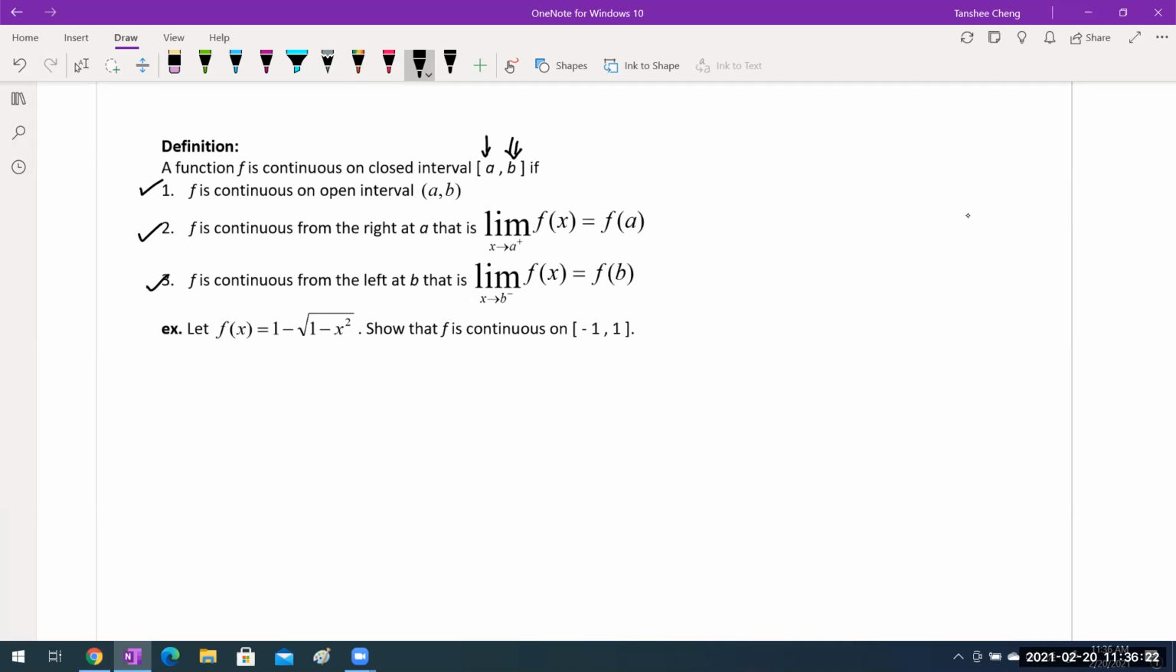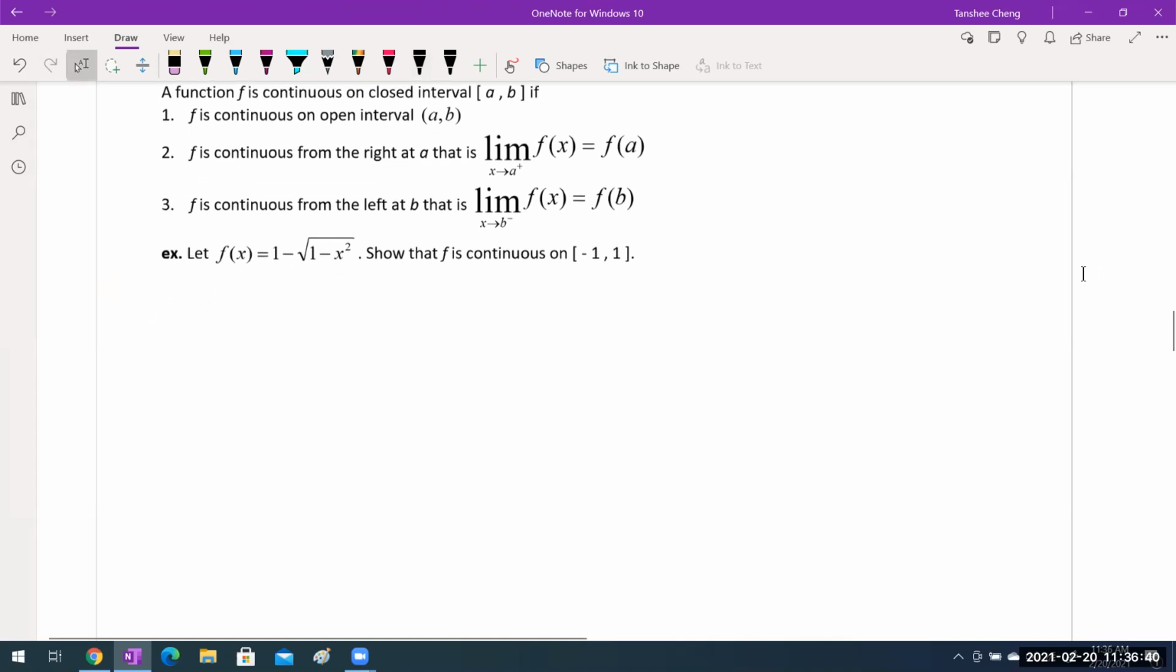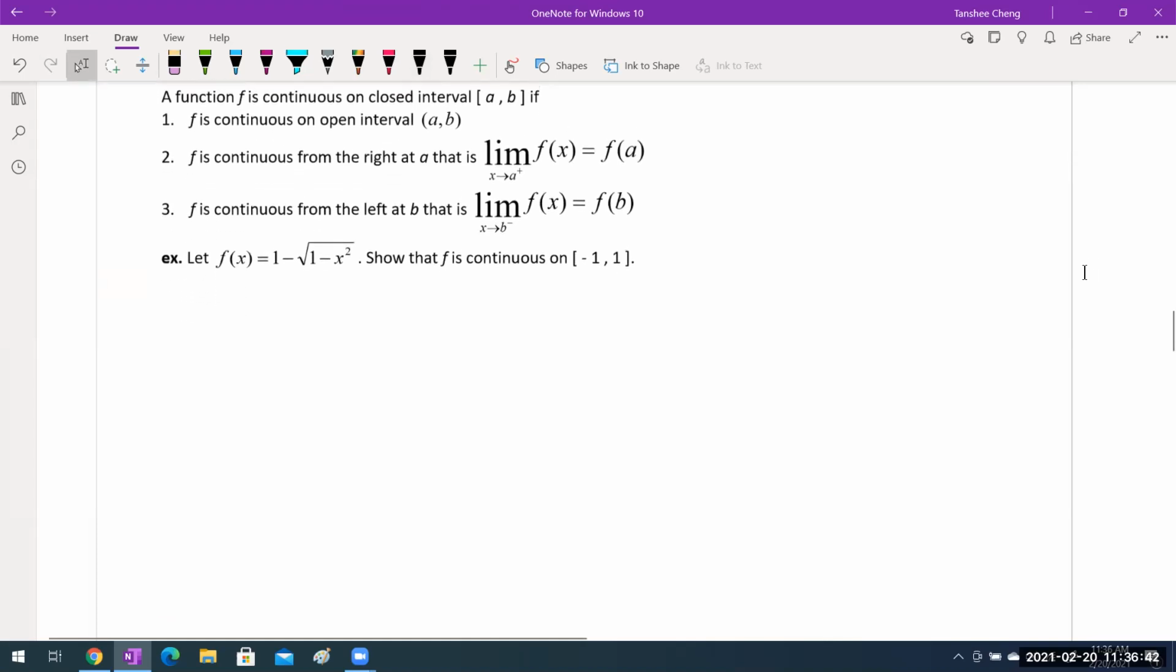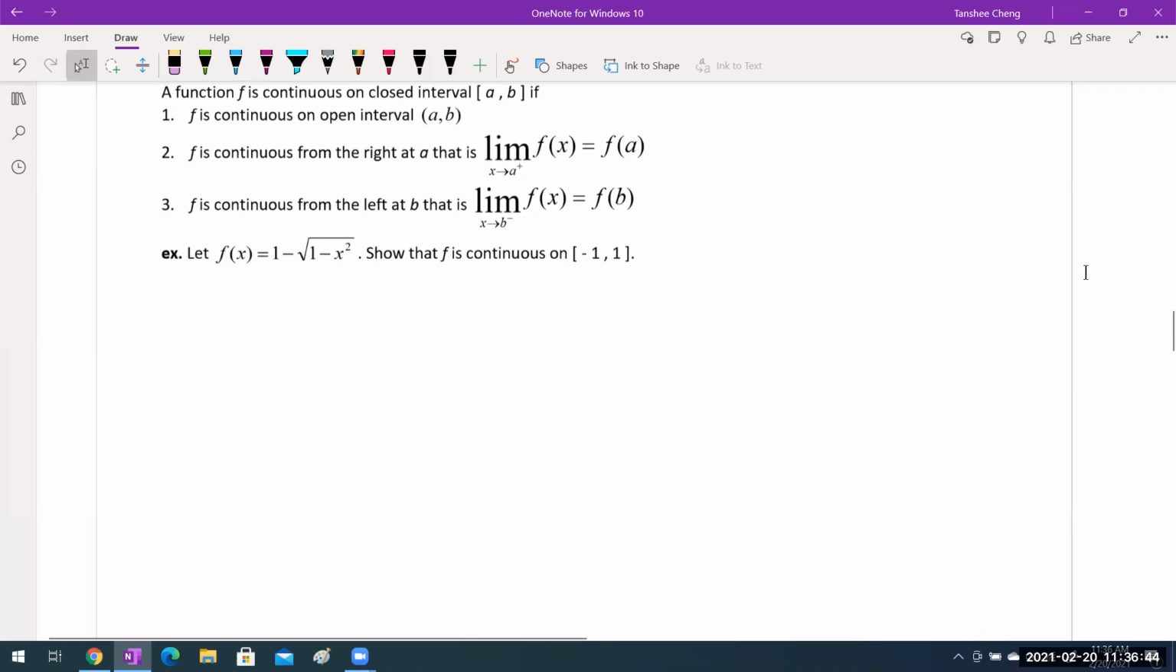So we have to do 3 steps, right? Therefore, it is much more work to do continuous on both ends. But continuous on one side, one end is much easier. So we're going to do that also. So let's take a look at the very first example. Giving you the function, now we want to show that it's continuous between -1 and 1.